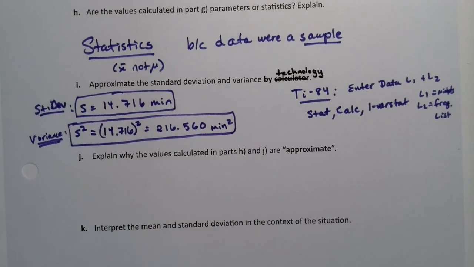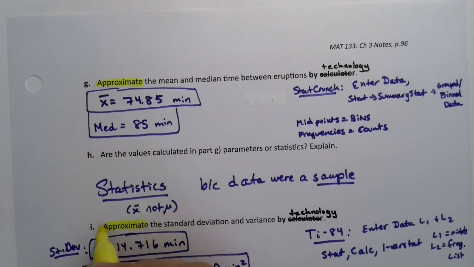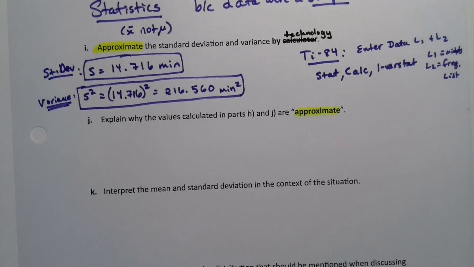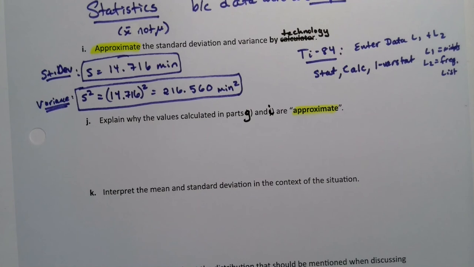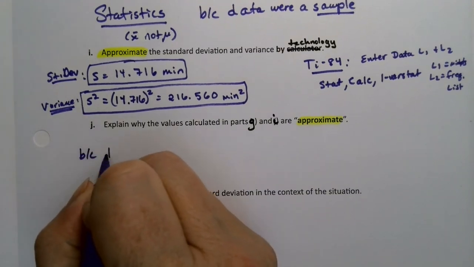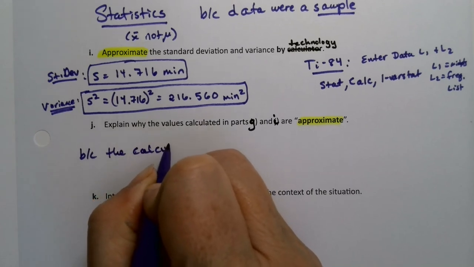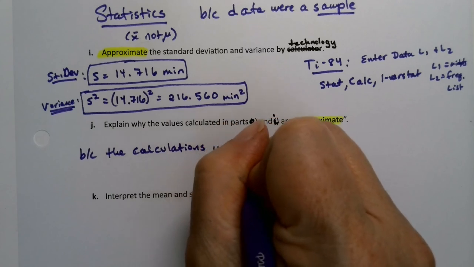Now, why did I say approximate? So you'll notice right here I wrote the word approximate, and right here I wrote the word approximate. And so my question is, why am I writing approximate? Oh, and it was parts G and I. Sorry about that. G and I. I'll fix that typo. Why? Well, the calculations were based off of midpoints, right? So we've lost accuracy. We are rounding, right? Calculations were based off of midpoints.